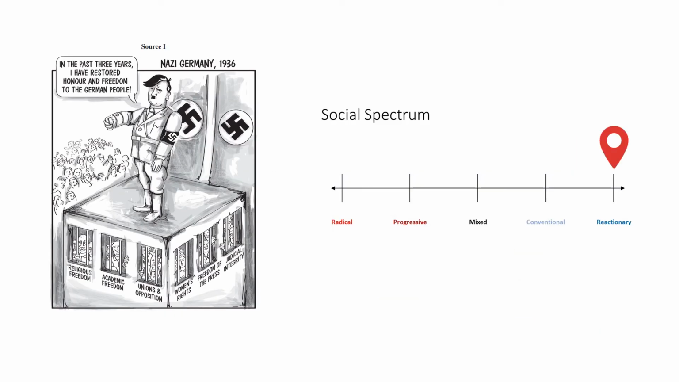Let's take a look at source number 1. Here's the political cartoon. Certainly, the position of the subject of the source, which is Nazi Germany and its regime, that regime would have had a reactionary position on the social spectrum. It wanted to return to a former empire with a single nation and superior race, and is willing to do so quickly with acts of violence, indoctrination, and even executions.